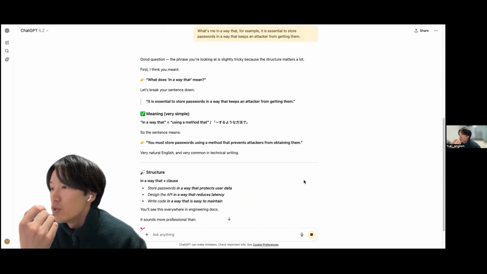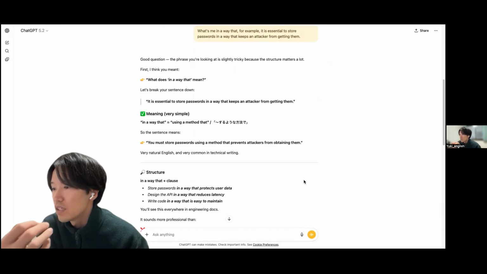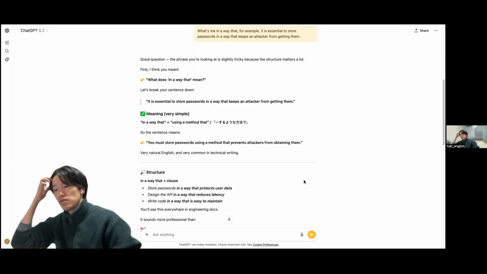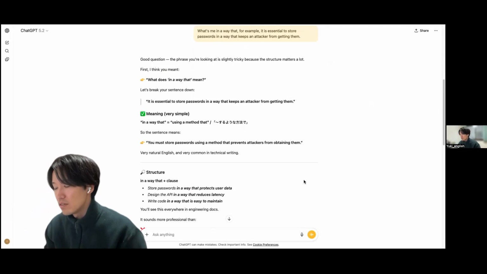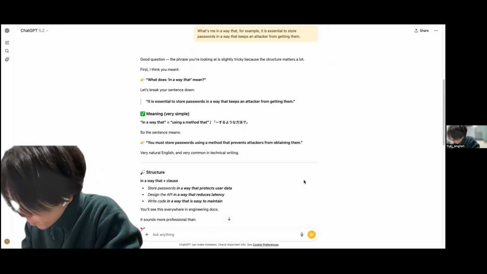What does "in a way that" mean? Let's break your sentence down. It is essential to store passwords in a way that keeps an attacker from getting them. "In a way that" means using a method that. In a way that plus a clause: store passwords in a way that protects user data, design the API in a way that reduces latency, write code in a way that is easy to maintain.